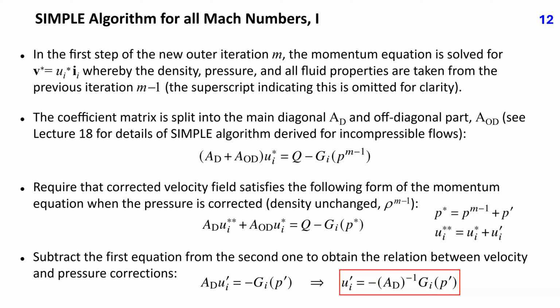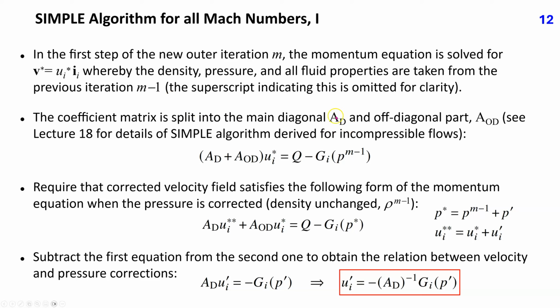Let us now see how one can extend the simple algorithm derived in lecture 18 for the computation of incompressible flows to compressible flows at all Mach numbers. In the first step of the new outer iteration m, the momentum equation is solved for V star equal u_i star vector i, whereby the density, pressure, and fluid properties are taken from the previous iteration m-1. The superscript indicating this lag by one outer iteration is omitted from here on for clarity.